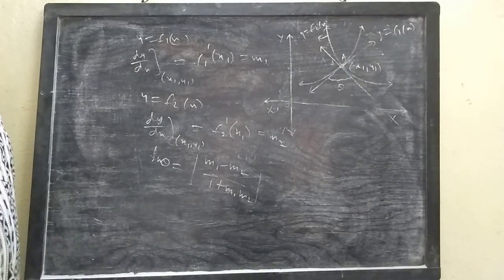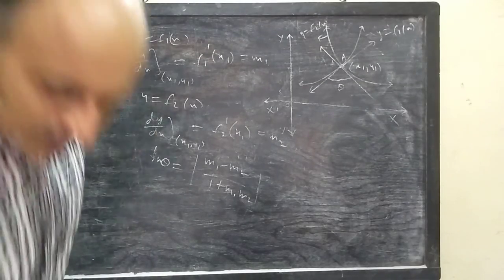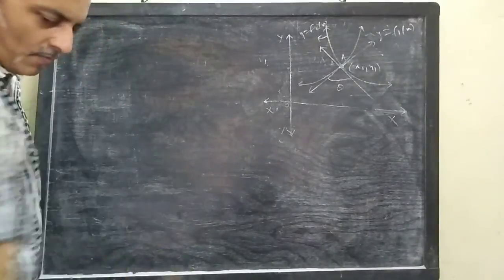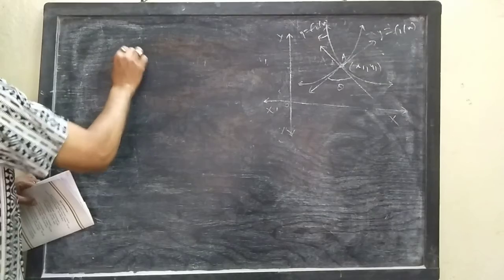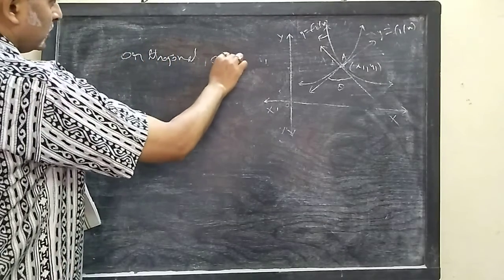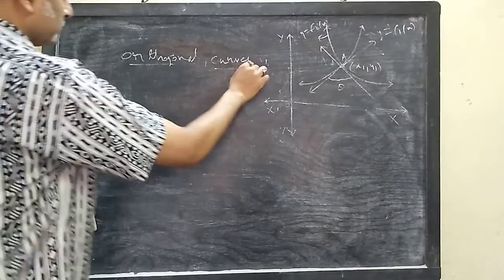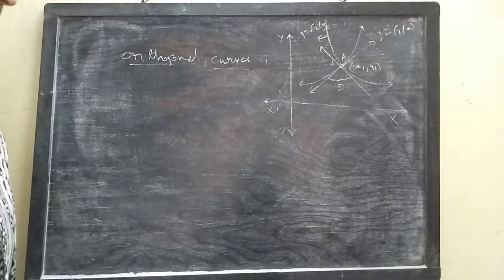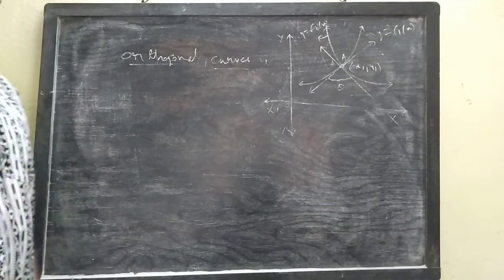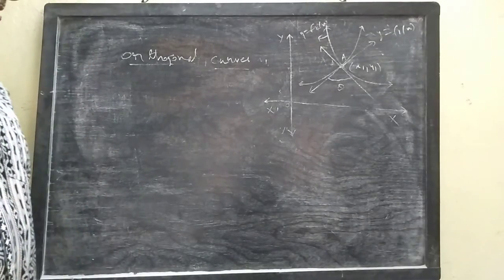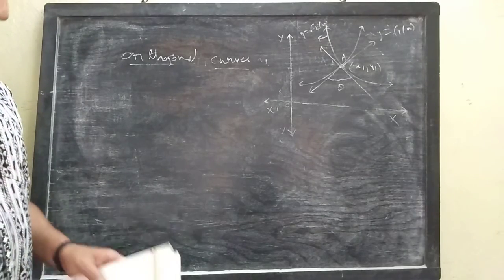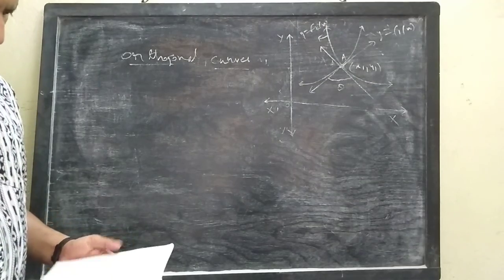Now, when are two curves called orthogonal? Write down orthogonal curves. When the tangents to the two curves at their point of intersection are mutually perpendicular, then they are called orthogonal curves. Simple. Now let us solve a few problems.